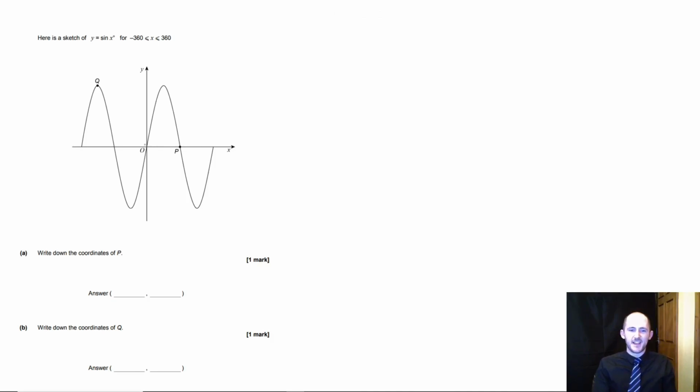Perfect. So, hopefully if you know the sine graph reasonably well, you should know that it just changes between 0, 1 and -1 every 90 degrees. So it goes to 1, 90. Back down to 0, 180. Back down here, 270. So every time something interesting happens, it's just 90 degrees. So P, the y coordinate is obviously 0, and the x coordinate is 180. And again, this is in degrees because it says so.